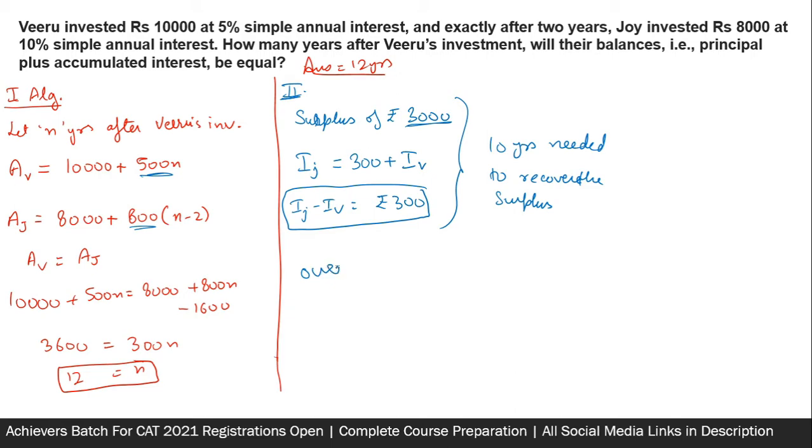So this is rather a verbal solution, an oral solution, to something which we had done earlier in the form of an equation. I hope at least one of the two solutions would be easier for you to understand. So that would be our solution for this question, 12 years being the answer.